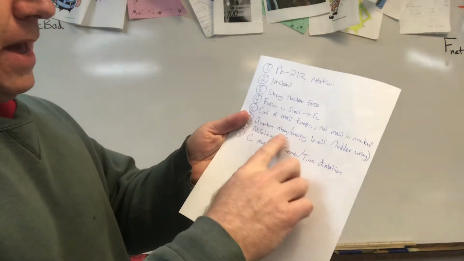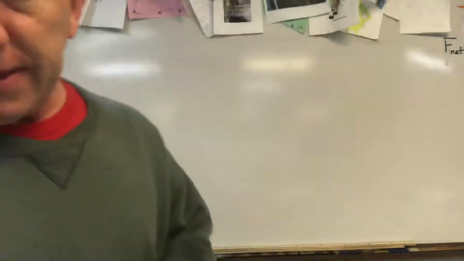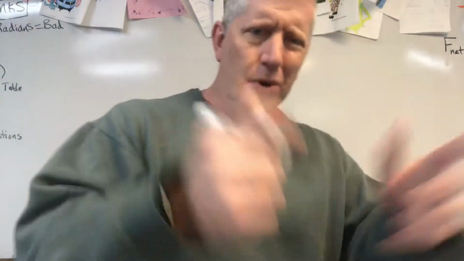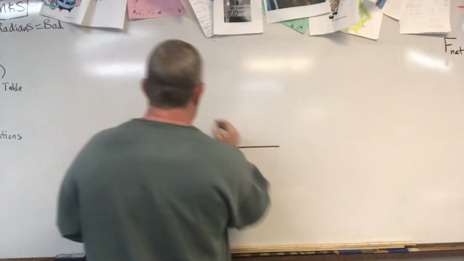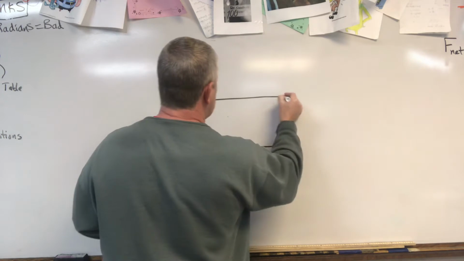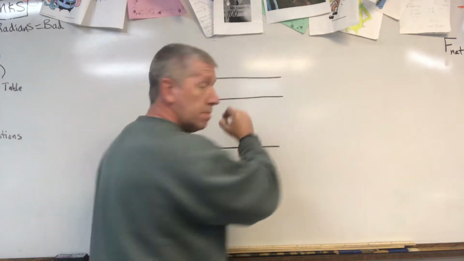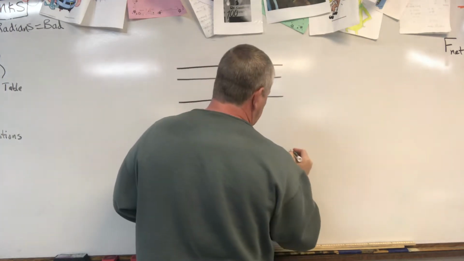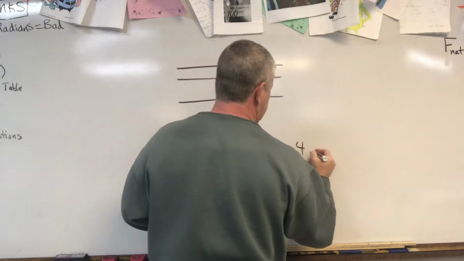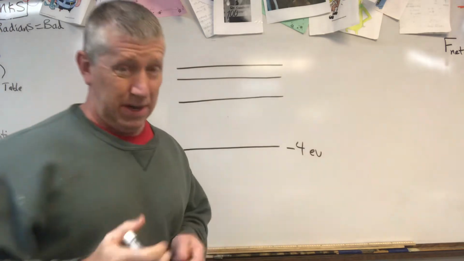Quantum atom energy levels, and I put ladder rung. Okay, that's how I explain this. Let me draw this out for you real quick. So let's say that we have some energy levels in an atom. You can see this. And maybe this is a -4. I'll put eV. A lot of times these are given in electron volts.